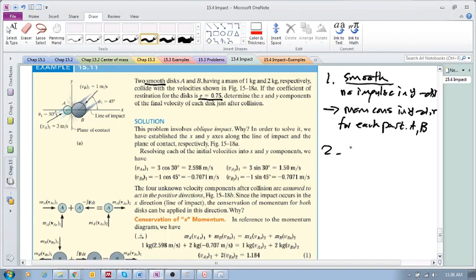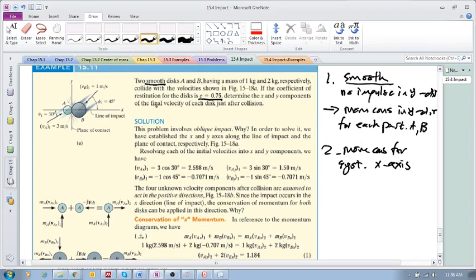What's the next thing? The next thing is that momentum is conserved for the system along the x-axis. So if we just consider the system along the line of impact, the x-axis, these impulses are internal to the system and cancel out. So momentum is conserved for the system along the x-axis. So those are some of the points that you need to get as we apply this, okay?